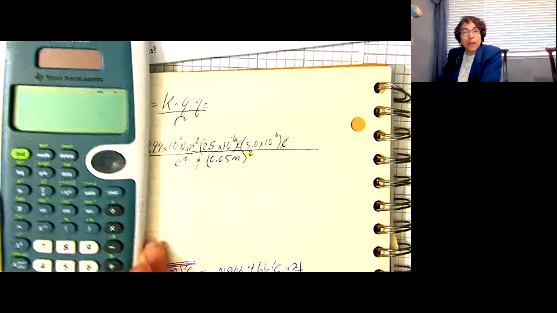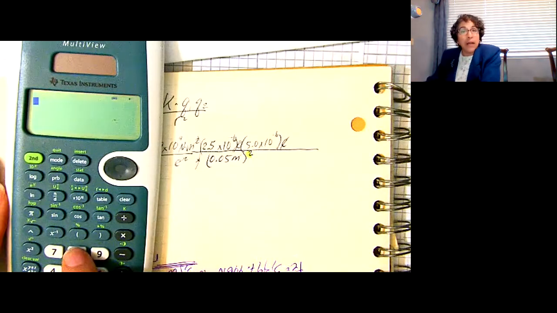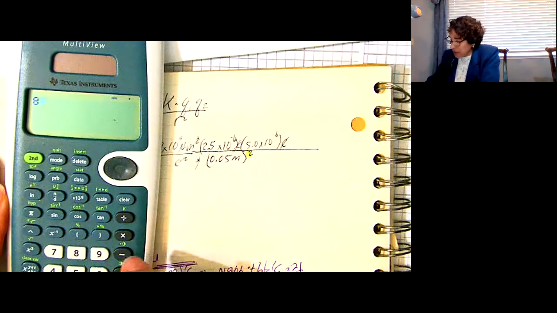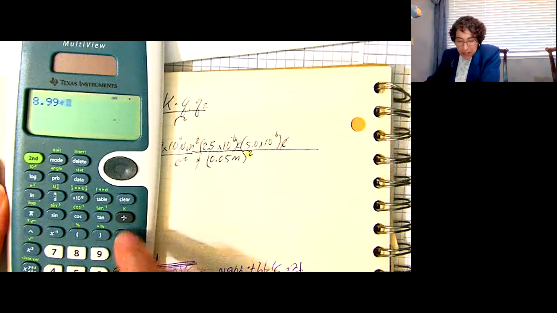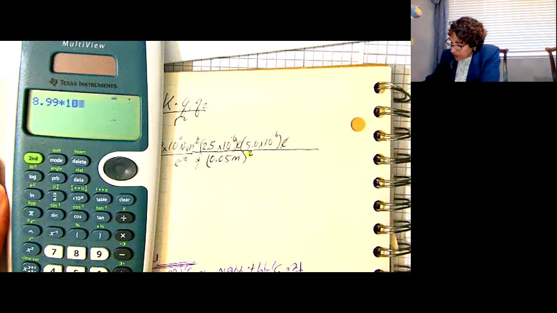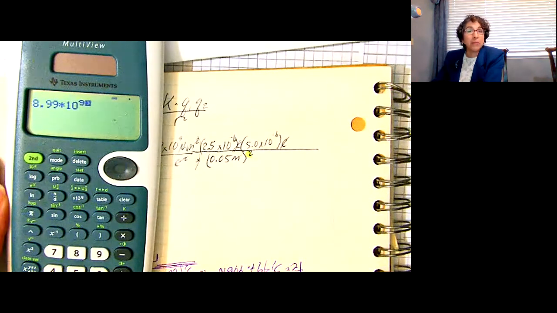Here we go. I'm just going to do the numerator first. They're all multiplication, so it doesn't matter what order I do them in. So I've got 8.99 times 10 to the 9th. There we go. That's my K.